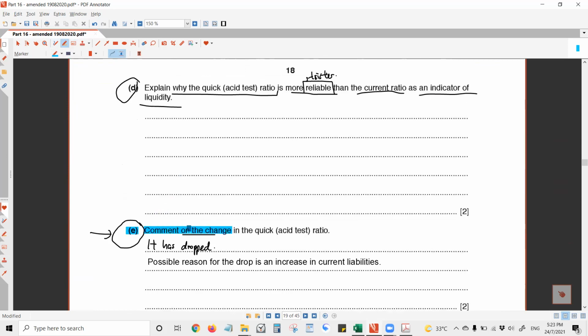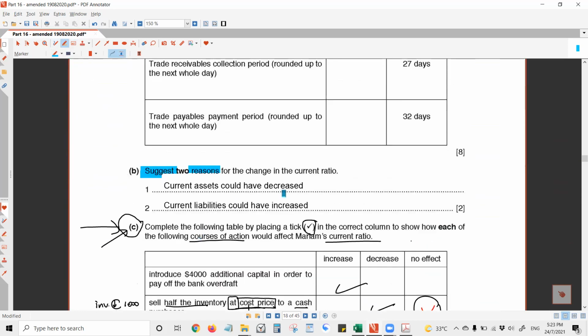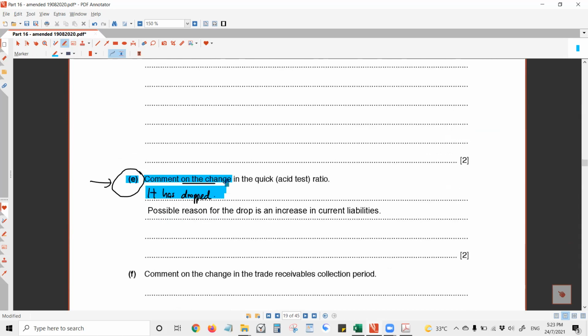If they ask you to comment on the change, then you first write it has dropped. You will get 1 mark here. But for the current ratio just now, they ask you to suggest 2 reasons. If you tell them it has dropped, would you get mark? You will not get mark. You get what I mean? Here they ask you to tell 2 reasons. They don't ask you to tell the change. But the one for E, they ask you to comment on the change. First line you can write it has dropped. Then you will get 1 mark first. Then only you write the reason. Okay, so that's for E.